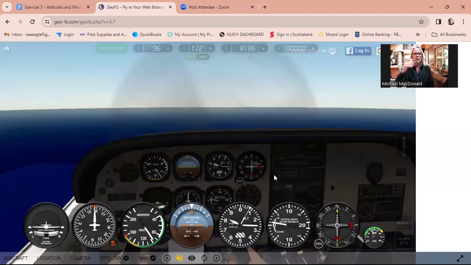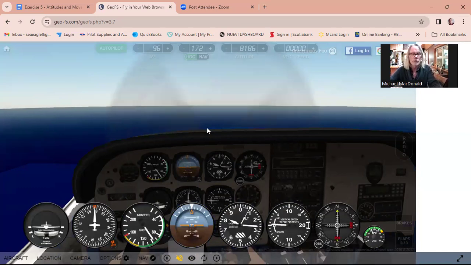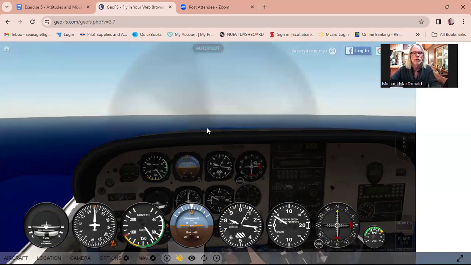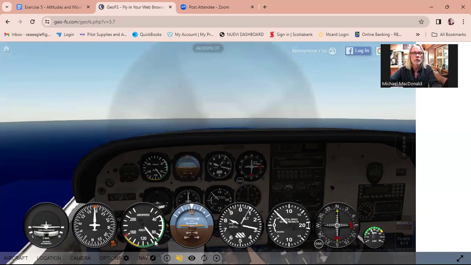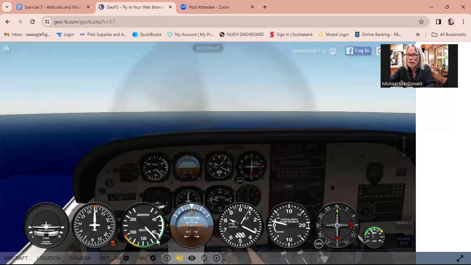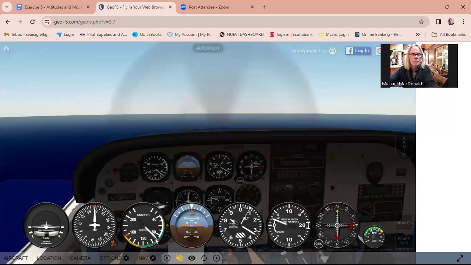Okay, so we'll look at some of the other instruments and what happens when we apply that back pressure. So I'm just going to, again, apply some of that back pressure on the elevator. I'd like you to note the airspeed. Notice that the airspeed is starting to fall off. It's dropping off, and that's because we're climbing up a hill at a constant power setting. So of course, the airplane's going to go slower. So you'll expect to see that the airspeed decreases.